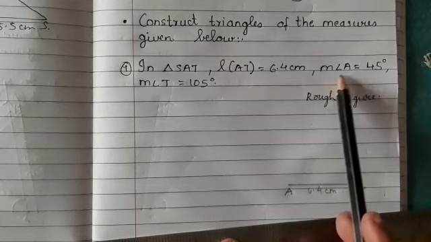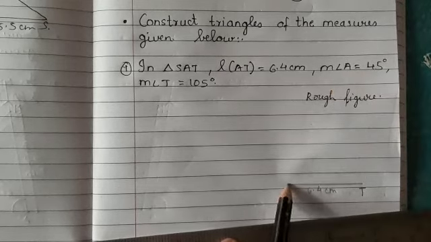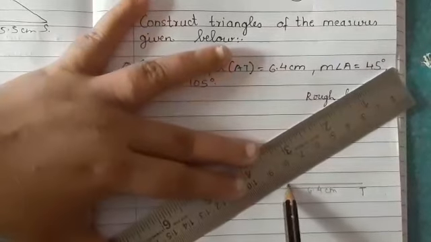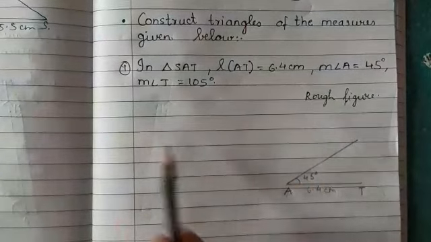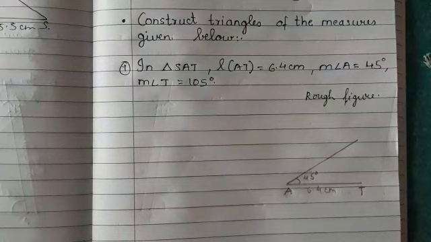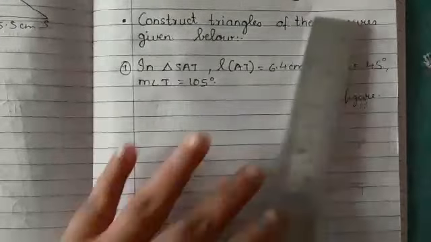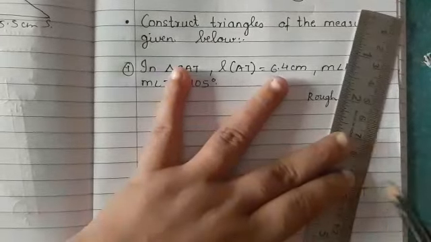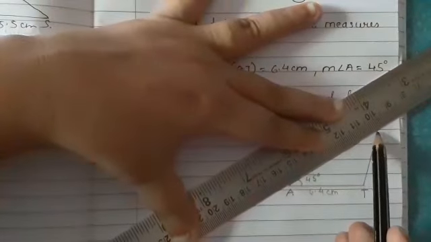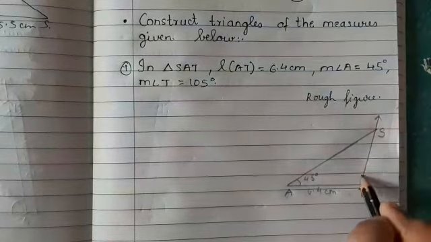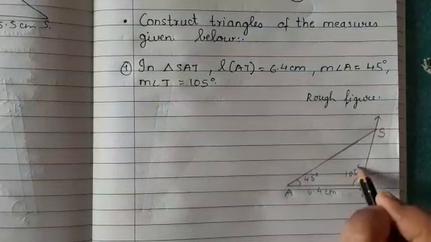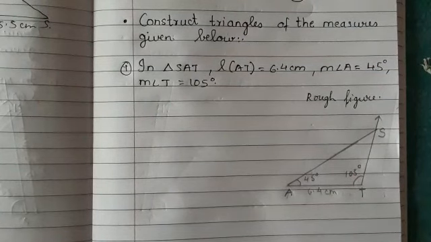After that they have given measure angle A is equal to 45 degree. Means from here 45 degree means it will be an acute angle in this way. Okay, 45 degree. Next, measure angle T is equal to 105 degree. 105 degree is more than 90 degree, means it will be an obtuse angle, isn't it? So suppose in this way. Then now we will join both the sides like this. Then we will get triangle SAT. Okay, here we will show 105 degree. Okay, so this is how our main diagram or construction will be.